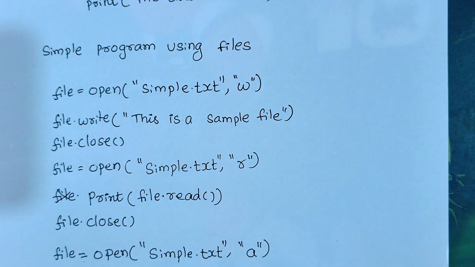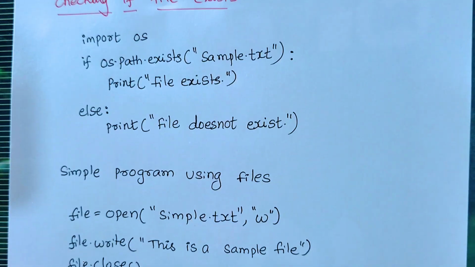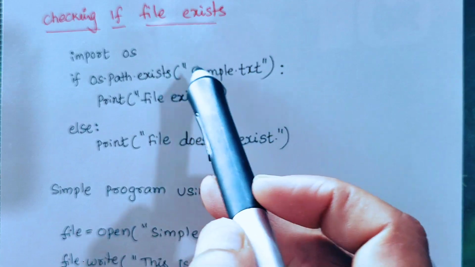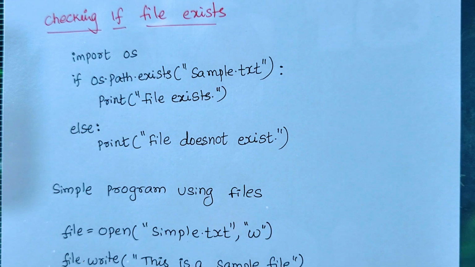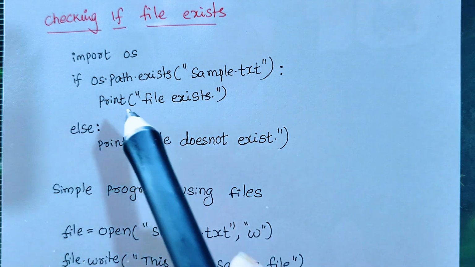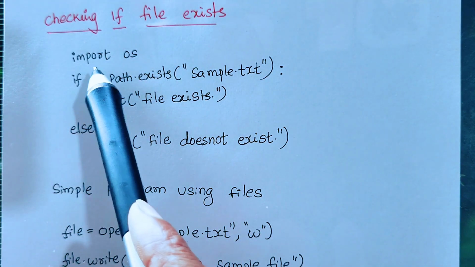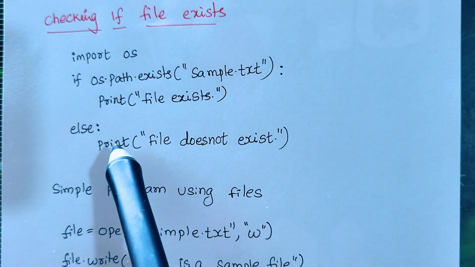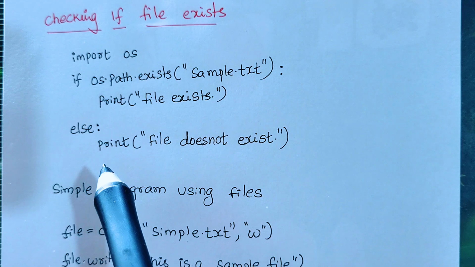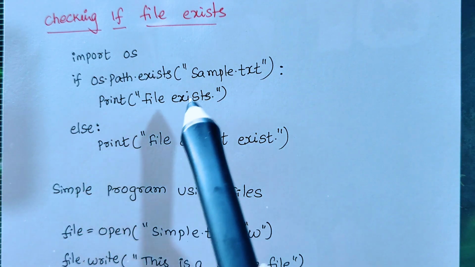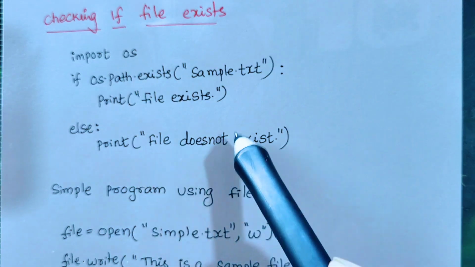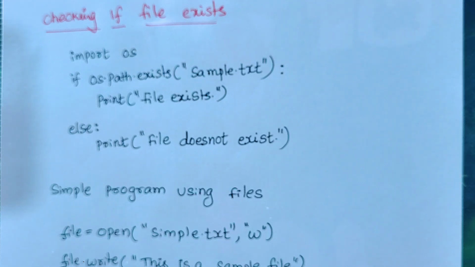Now we can go to the next concept, checking if the file exists. What we are going to do is check whether the file exists or not. So now you see, import os. I am going to import os, then os.path.exists('sample.txt'), print file exists. What is the meaning of this line? If the file exists, it shows the file exists. Otherwise it shows the file does not exist.